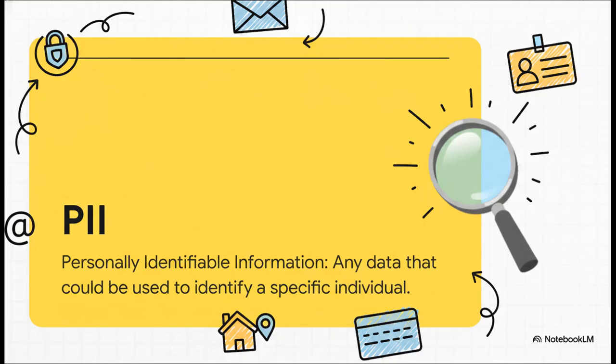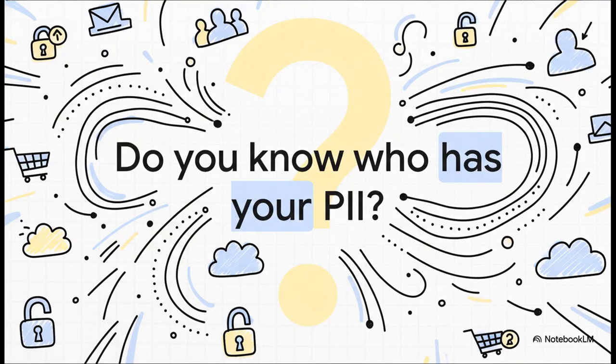So what's the stuff we're trying to protect? A lot of the time, it's our PII, which is personally identifiable information. This is any piece of data that can be used to pinpoint you specifically. And it's not just the super obvious stuff like your social security number. It's also your email, your physical address, even just your full name combined with another detail. And I mean, think about it for a second. Every single service you sign up for, every online store you buy from, they're all collecting little pieces of your PII. So it's a really good question to ask yourself every now and then, who actually has my data?